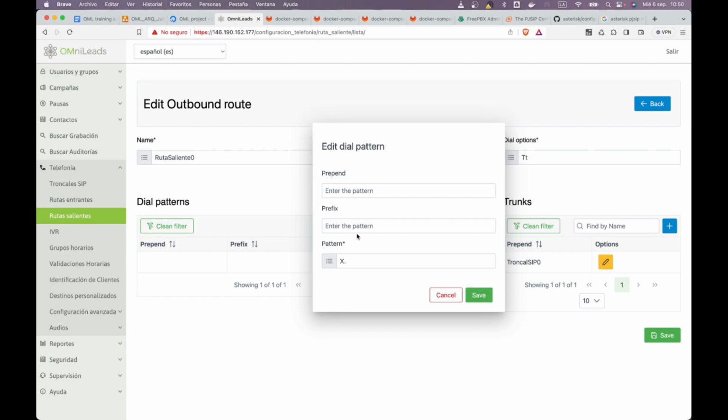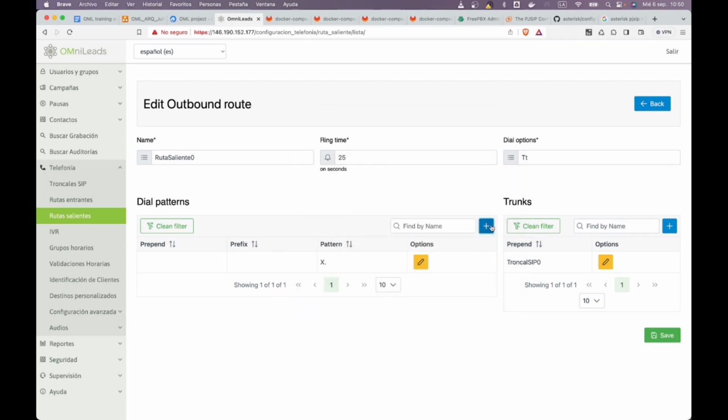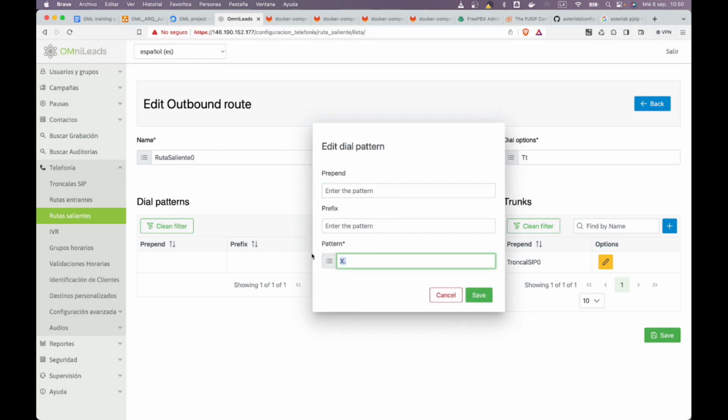I will not dwell too long on this because the course is more oriented to the management and to the deployment. But consider that one could work with routing rules, being quite zealous. The important thing here is to match the regular expression, the pattern, with the numbers that are actually going to be dialed in this instance.